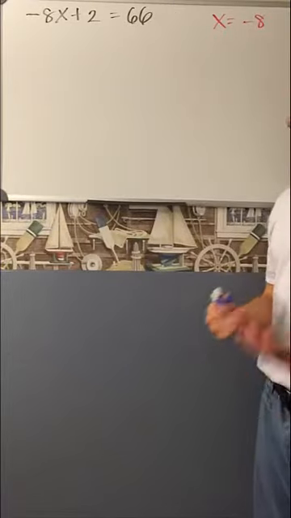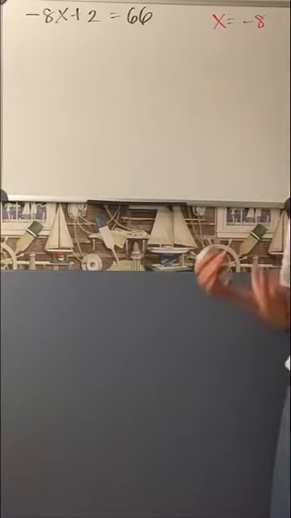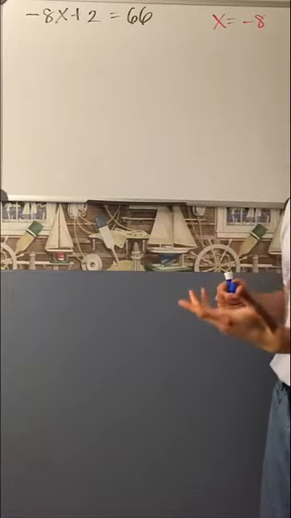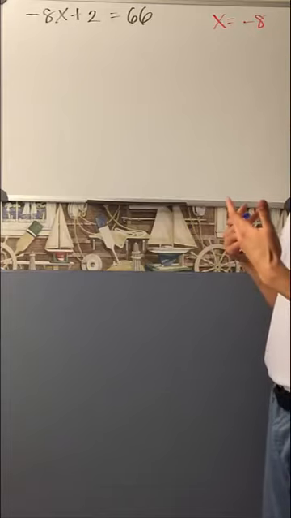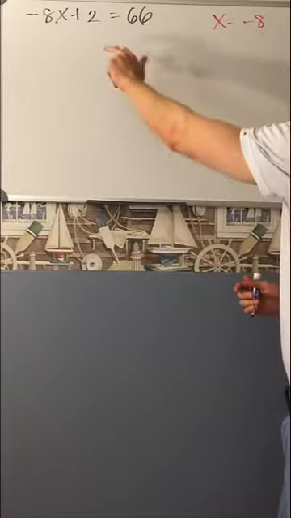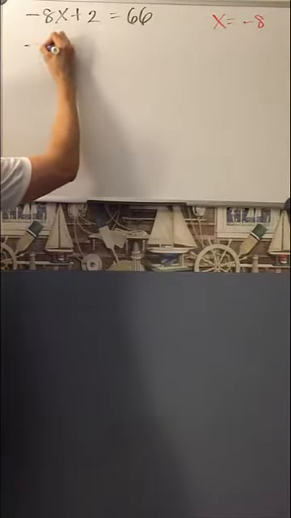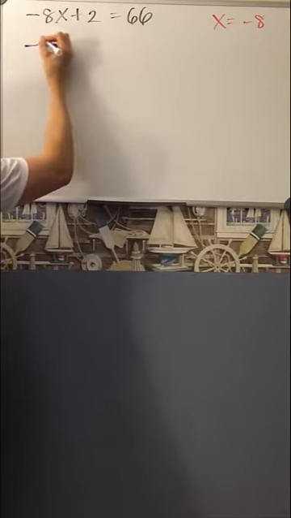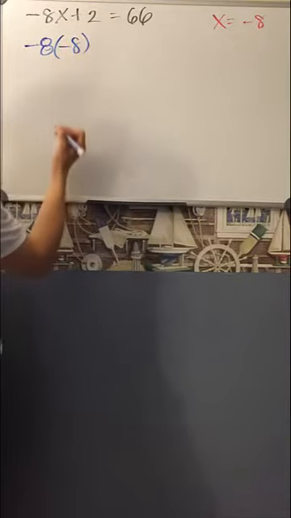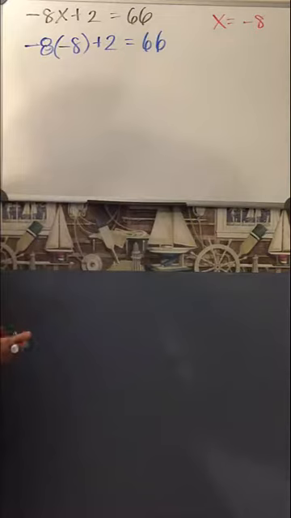So like always, let's do our check, okay? Last time we said that x is equal to negative 8, but we need to check over and make sure that negative 8 is actually the correct answer. So let's substitute negative 8 in for x over here. So we'll get negative 8 times, we said x is equal to negative 8, so times negative 8 plus 2 equals 66.